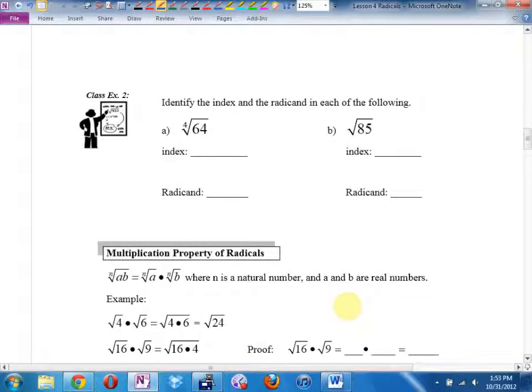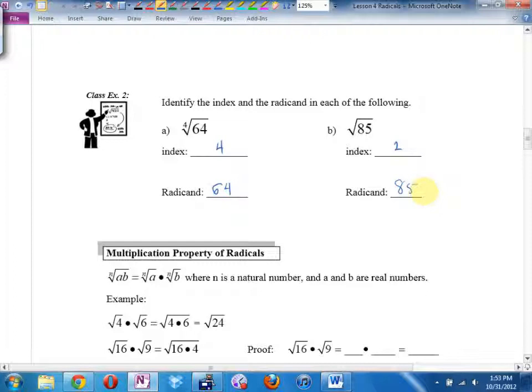Example 2. Identify the index and the radicand in each of the following. What's the index in 2a? 4. What's the radicand? 64. What about in 2b? If it's blank, we assume it's a square root. And the radicand is 85.